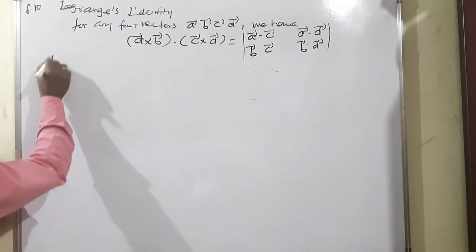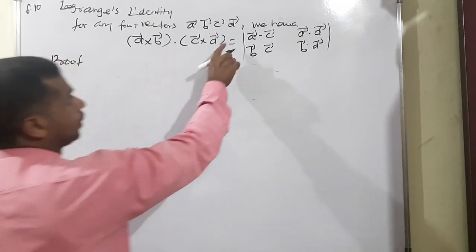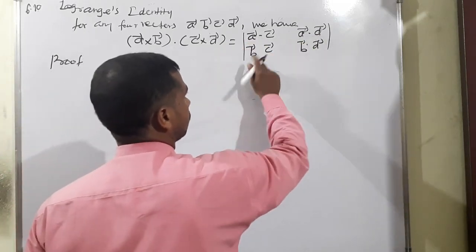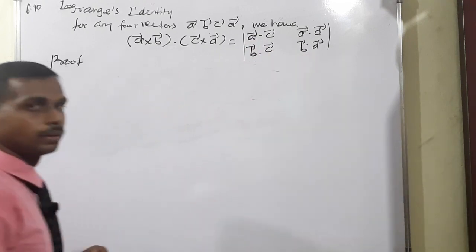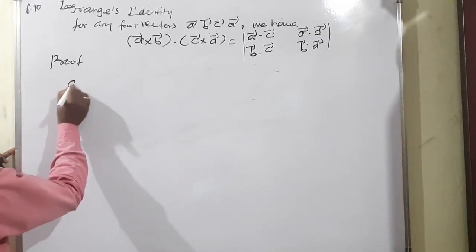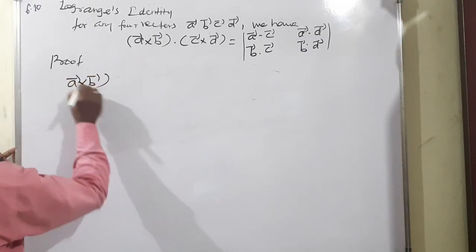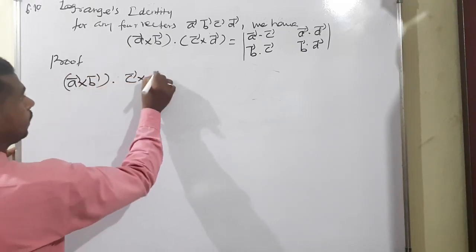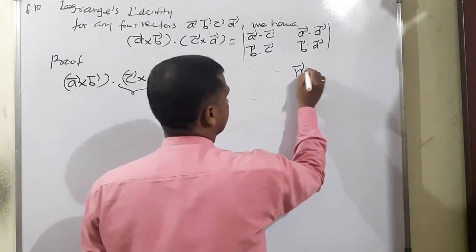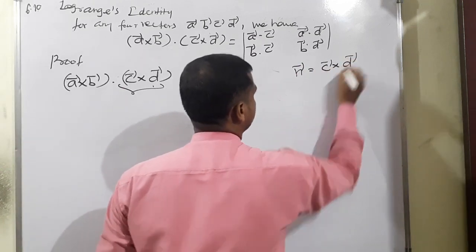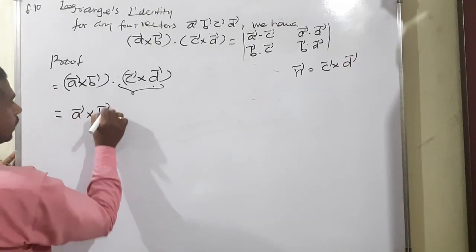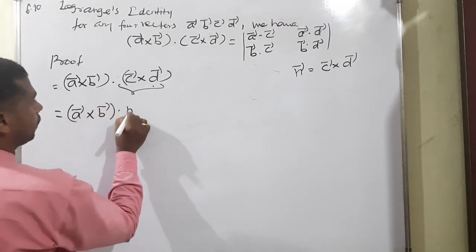The main condition, what we have to prove, is equal to the determinant of A vector dot C vector, A vector dot D vector, then B vector dot C vector, then B vector dot D vector. Okay. I will consider the right hand side value, that is A vector cross B vector dot C vector cross D vector. Just I will consider N vector is equal to C vector cross D vector. What will happen? So A vector cross B vector, then dot N vector.